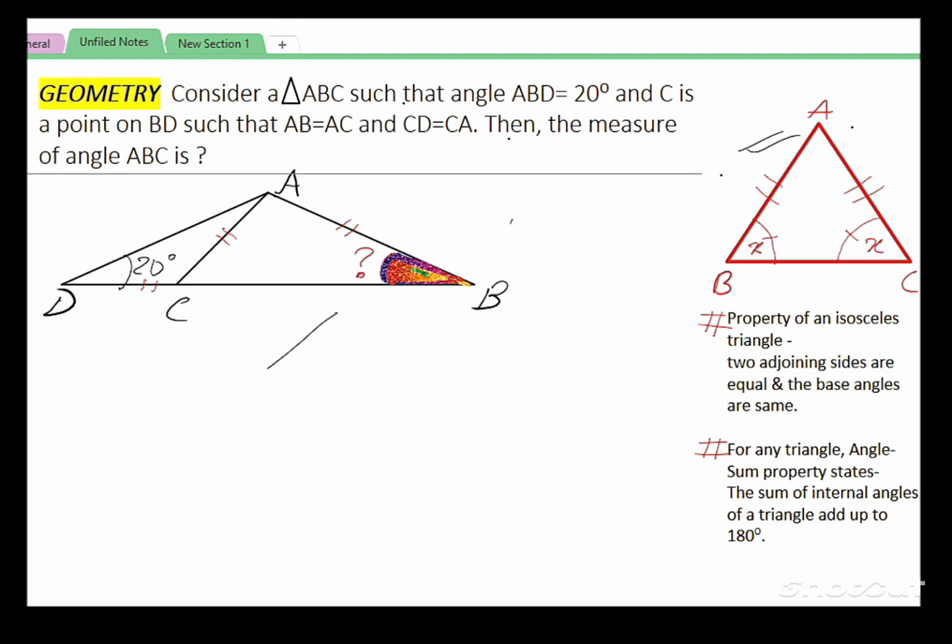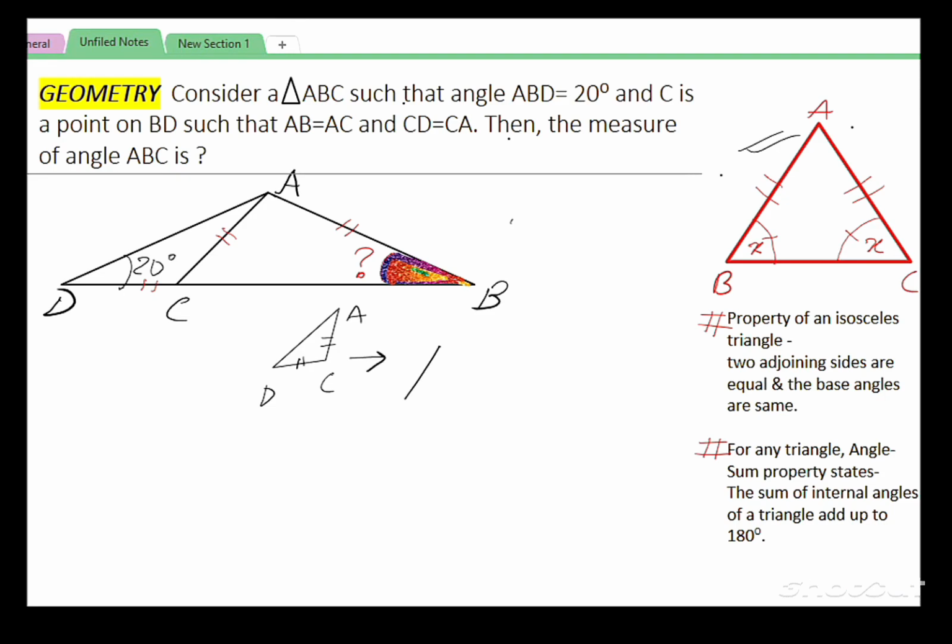So let's get this triangle out. This is your triangle A, D, and C. And we know that DC or CD is equal to CA. That means this is equal to this. And hence it's an isosceles triangle because two adjoining sides are equal. So that means that their base angles are also going to be equal.